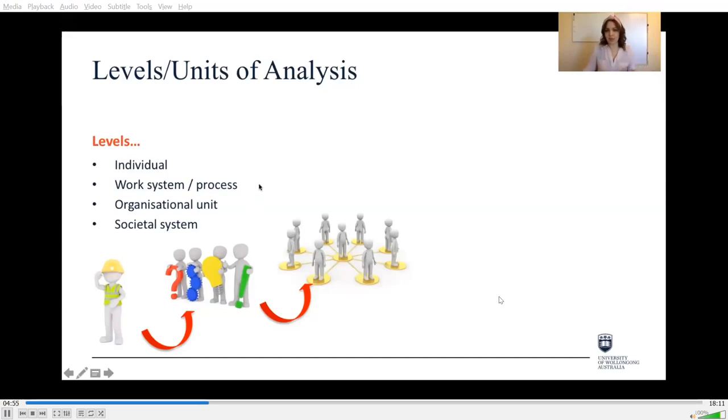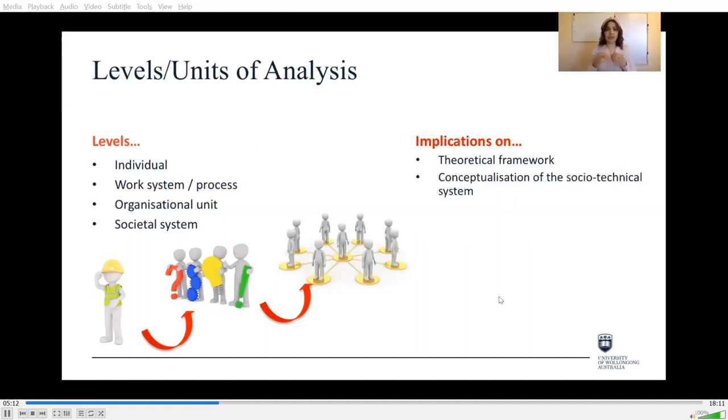Now, depending on which level we select as being the focus or the emphasis of our co-design efforts, there are a range of implications. There are certainly implications on the theoretical framework and the selection of the appropriate theories to supplement our existing systems and socio-technical base. Also, the conceptualisation of the socio-technical system necessarily alters depending on this unit of analysis. The choice and selection of the co-design exercise will be influenced by our level of analysis.